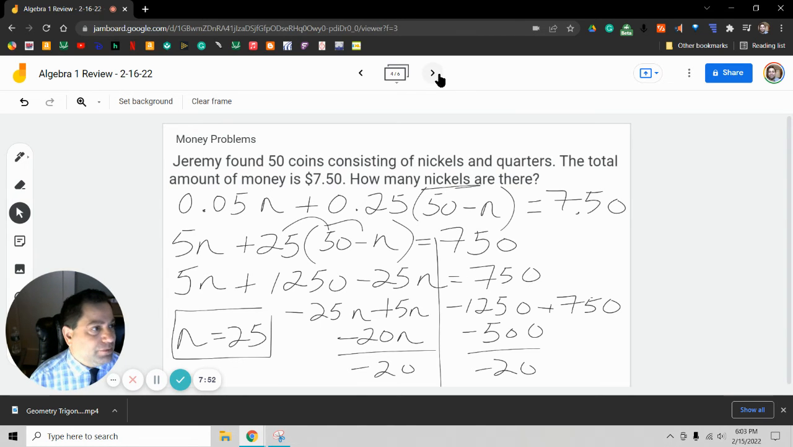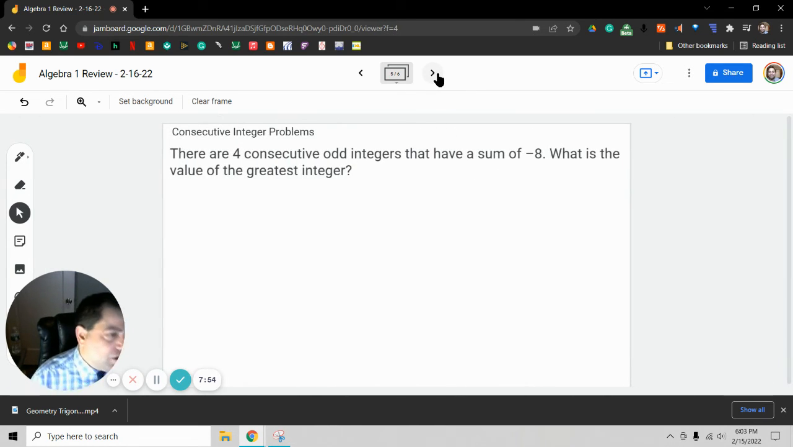Let's try another example. There are 4 consecutive integers that have a sum of negative 8. So there's 4 consecutive odd integers, so that's an important little detail. What is the value of the greatest integer?